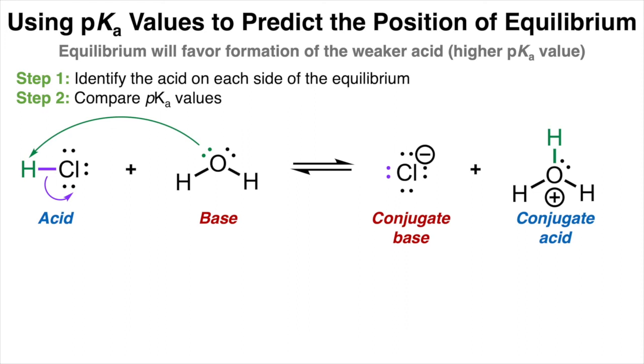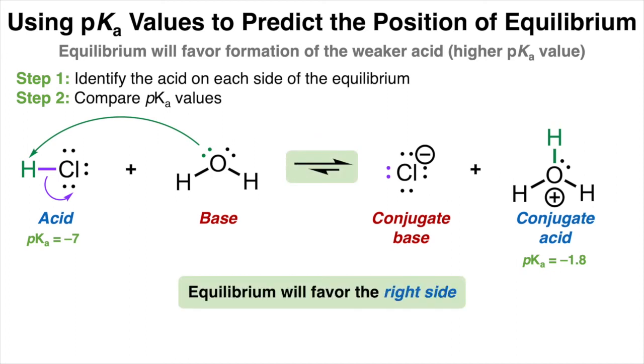So on the left side, the acid would be HCl, and on the right side, the acid would be the hydronium ion. Second, we'll compare their pKa values. HCl has a pKa of -7, while H3O+ has a pKa of -1.8. Since -1.8 is higher than -7, equilibrium will favor the right side.